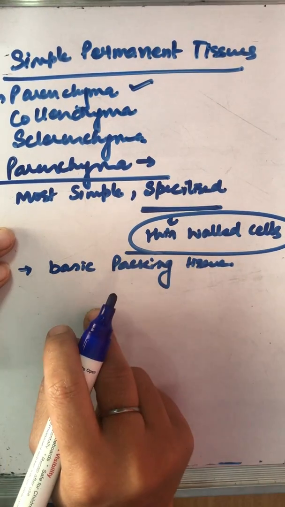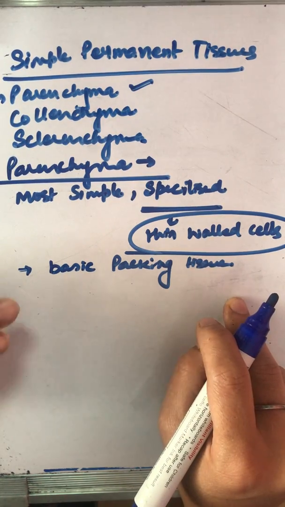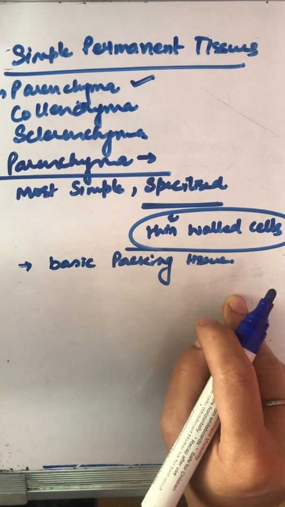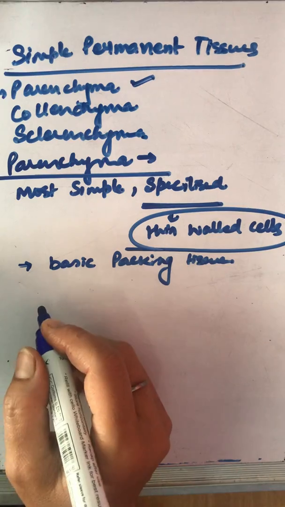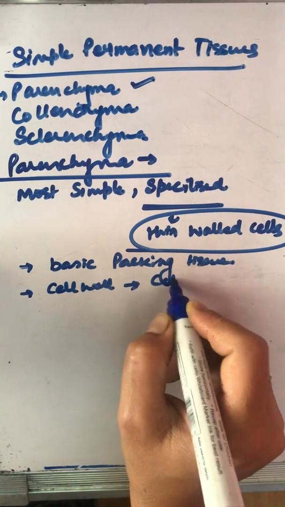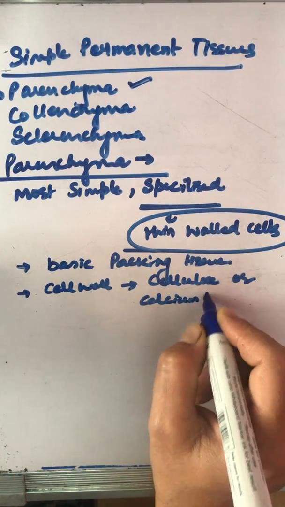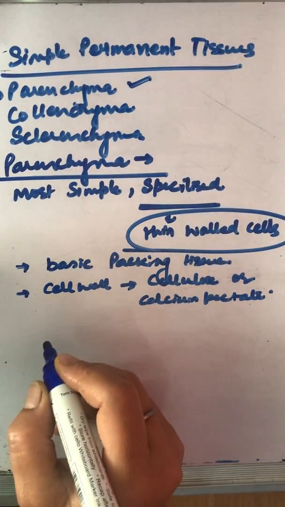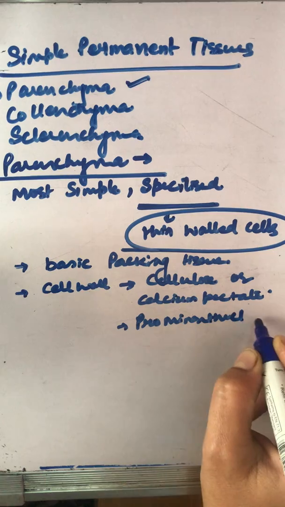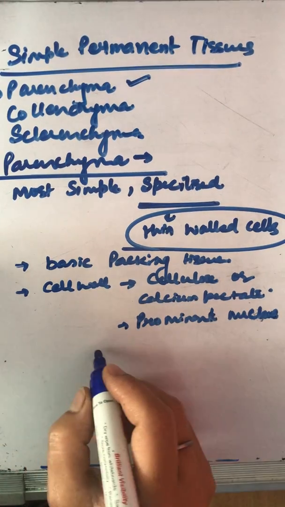Why? Because this is the most abundant tissue of plants. That is why we call it the basic packing tissue. The pith region of every stem is made up of this packing tissue, this basic tissue. What is its cell wall made up of? Cell wall is made up of cellulose or calcium pectate. What about the nucleus? With a prominent nucleus, and vacuolate cytoplasm.